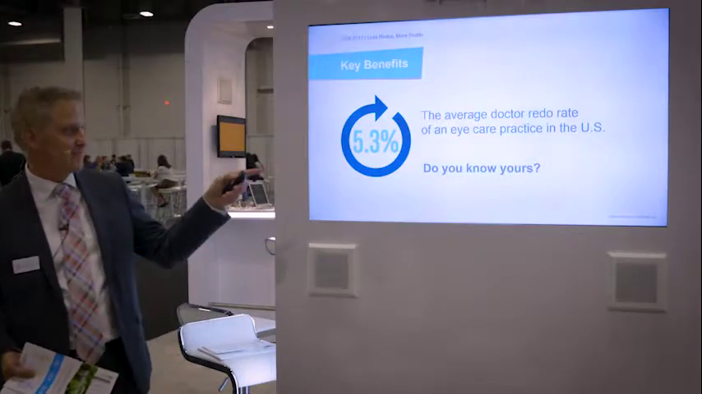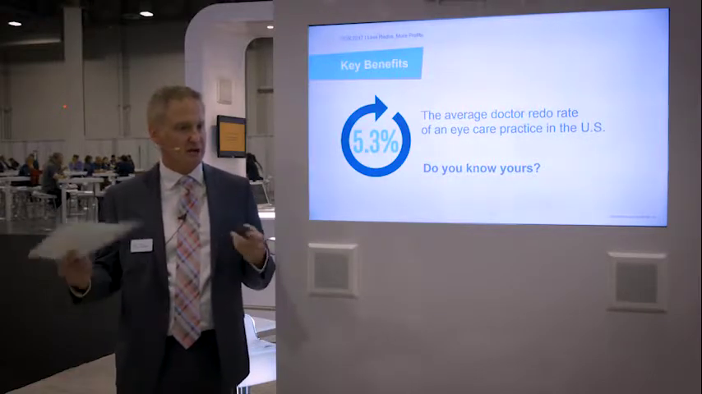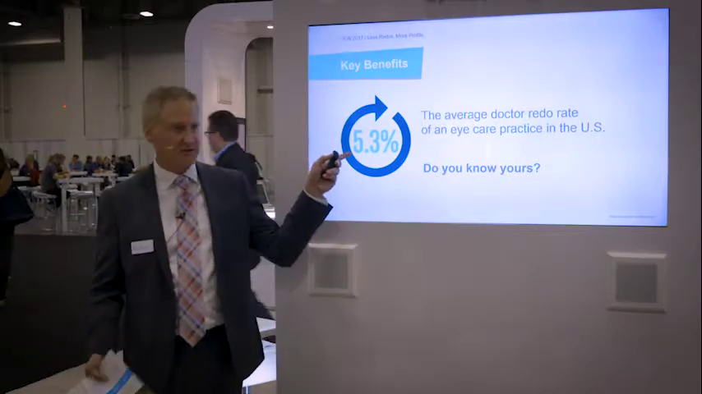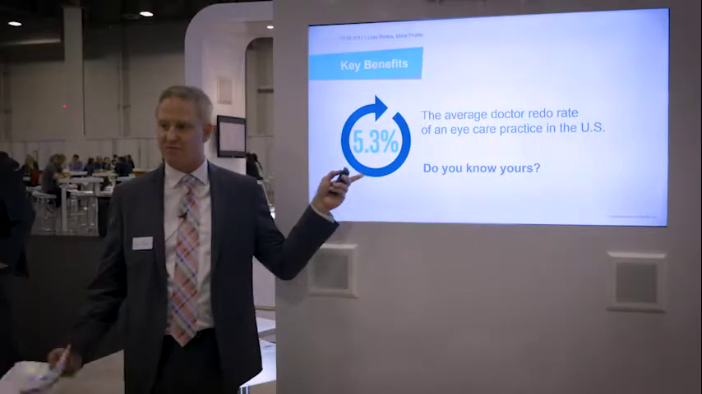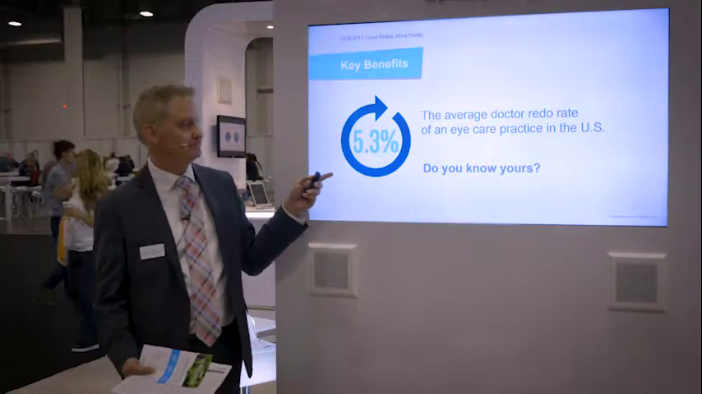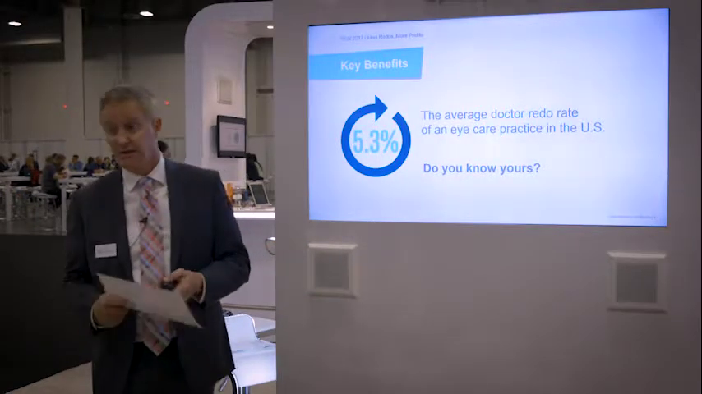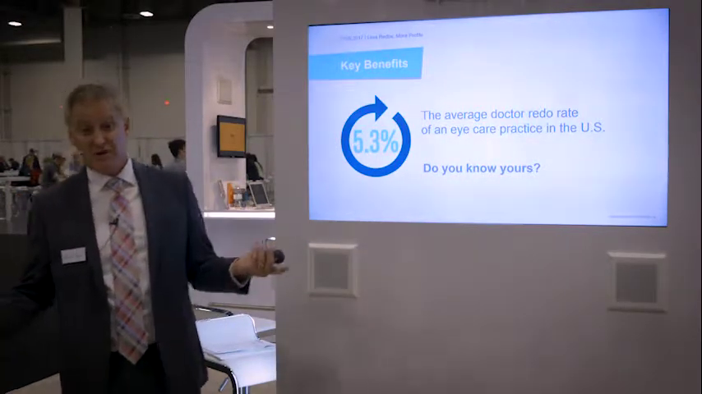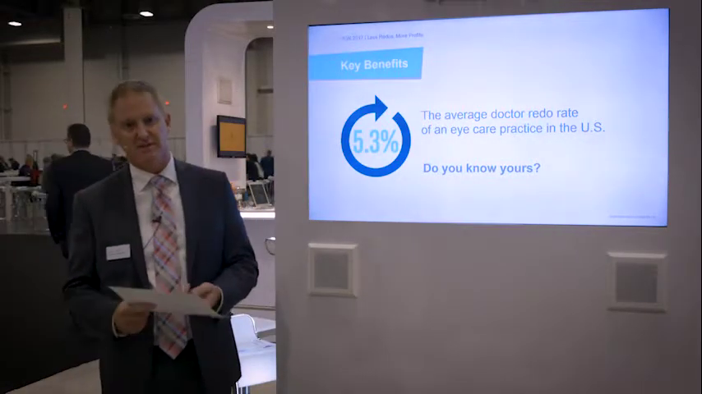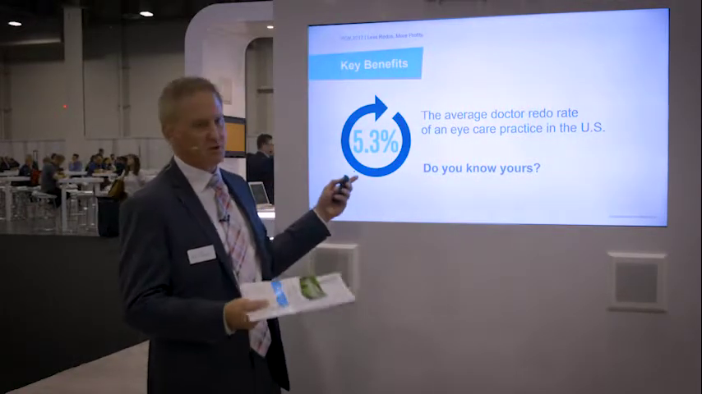5.3%. This is based on information from 154 labs across the country where we're able to detect that 5.3% is the average redo percentage for doctor redos across the country. It's something that's important for you to know what your redo rate is. If that number's upwards of 10%, well then we're looking at 1 in 10 of your patients is potentially unhappy with the lenses that they received. So we've got to just keep those numbers in mind.